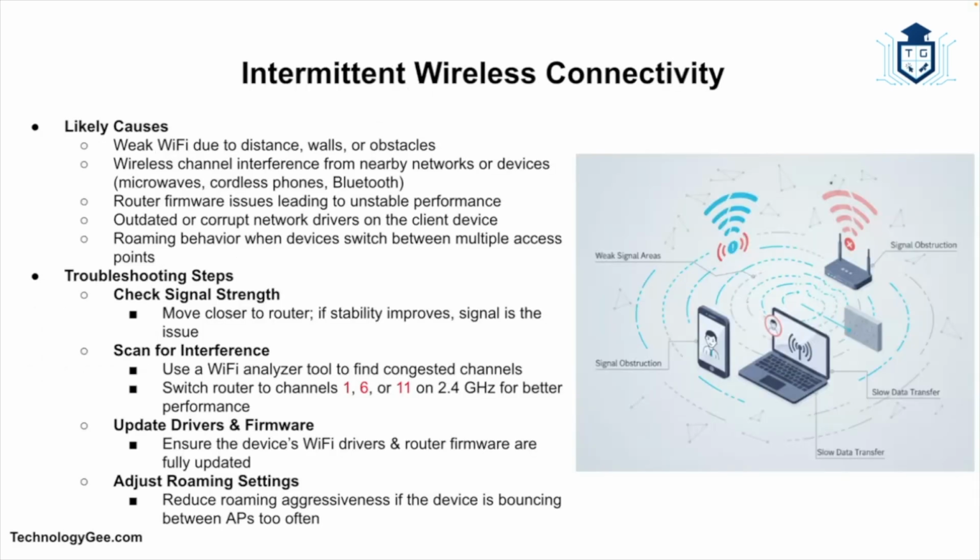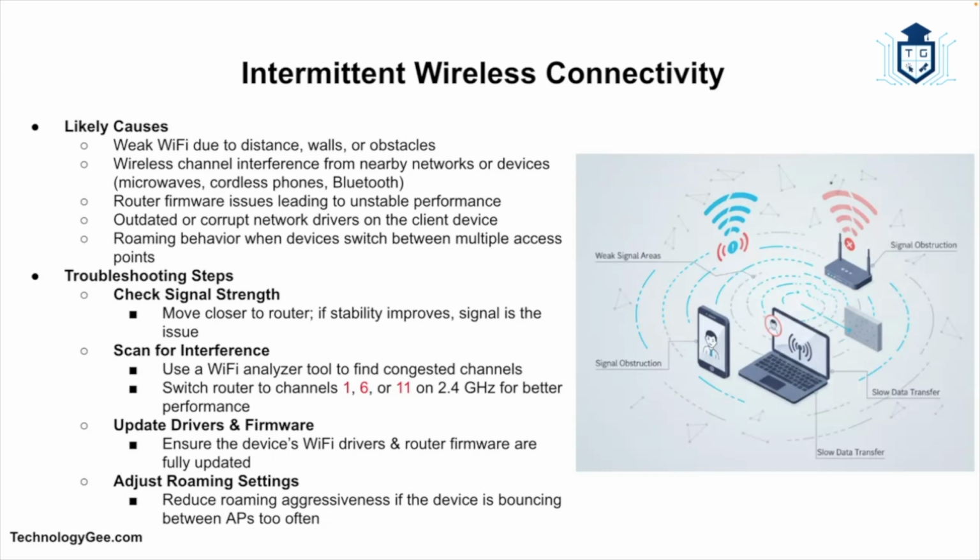All right, so let's start with intermittent wireless connectivity. You know the drill. You're connected one minute, then suddenly you're not. It reconnects and everything is fine for a while until it drops again. So what's really going on? Well, intermittent wireless connectivity often points to a weak Wi-Fi signal, some type of channel interference from nearby networks or devices like microwaves, router firmware issues, outdated network drivers, or device roaming between access points, especially in corporate environments.